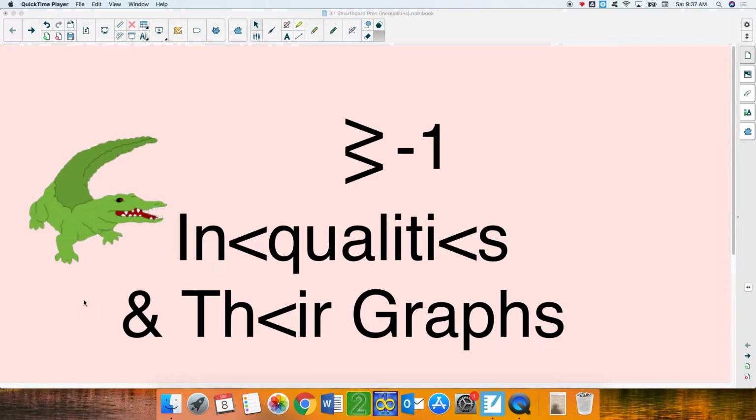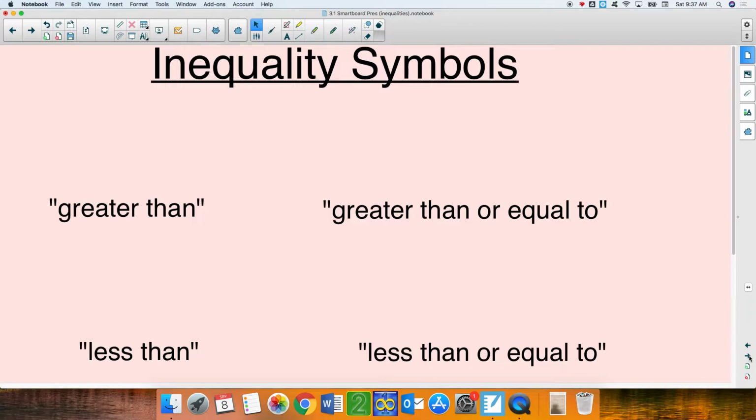Today we're going to look at section 3.1 of chapter 3, and chapter 3 is going to be introducing inequalities. So today we're just going to talk through what these inequalities are and how they work.